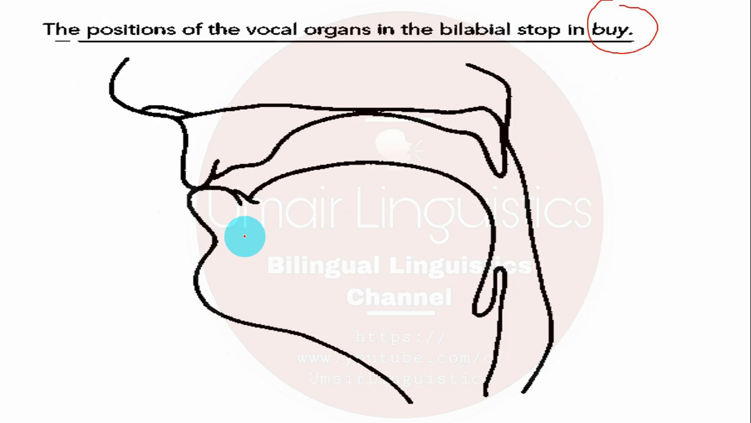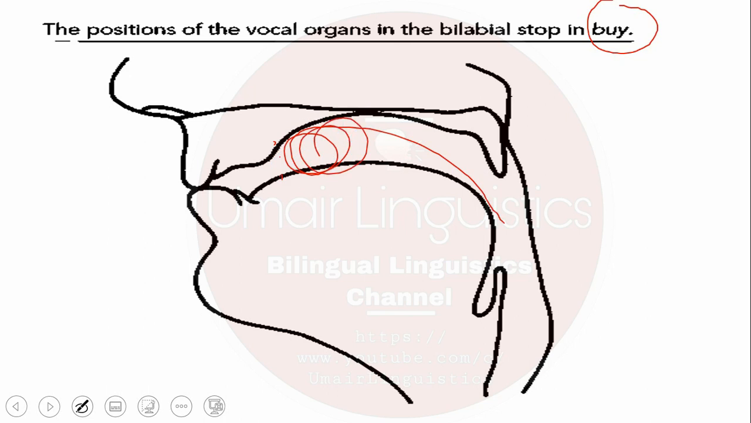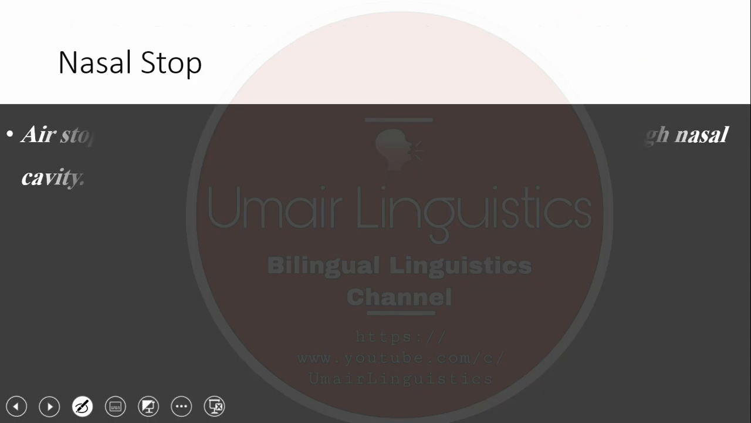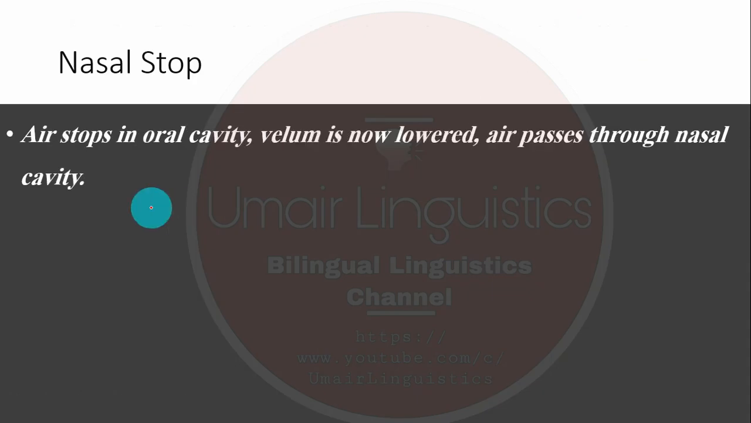These are oral stops. If we have an oral stop like "tie", what happens is the tongue touches here, so there is a closure of air, and air cannot pass through the mouth easily unless we move our tongue from that position. In a nasal stop, air stops in the oral cavity once again, but now the velum is lowered and air passes through the nasal cavity.